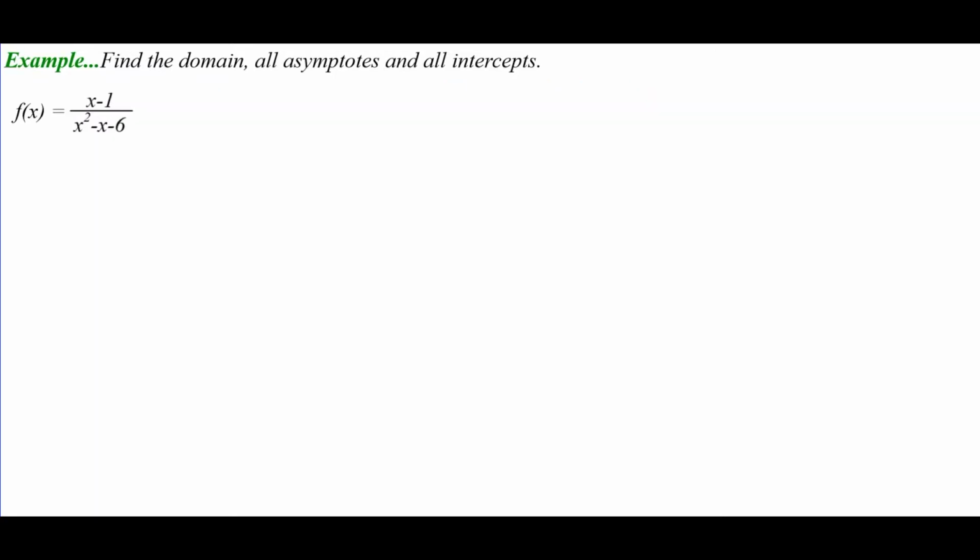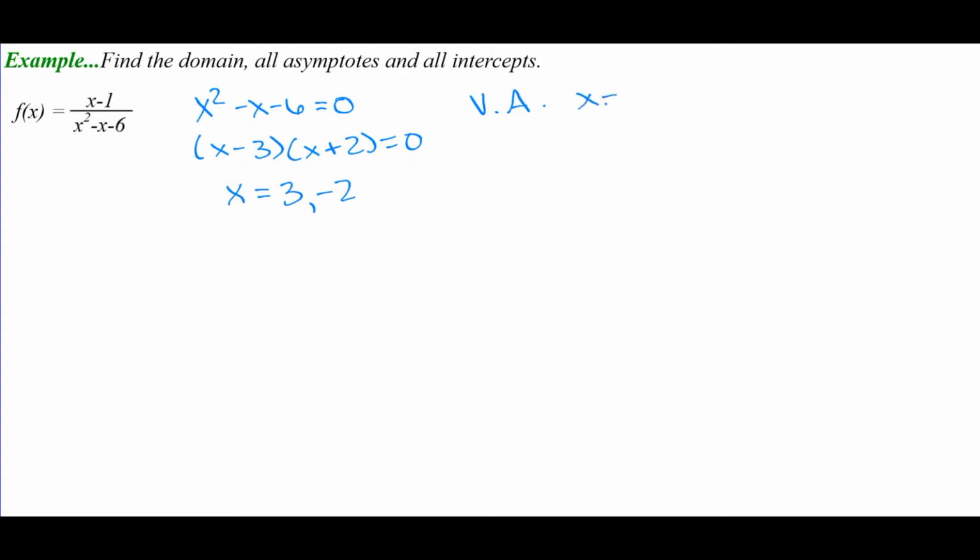All right, so taking a look at this example, we're going to set the denominator equal to 0 again, remember? So x squared minus x minus 6 equals 0. It's a quadratic, so you can solve with the quadratic formula, but I'm going to solve by factoring. This factors fairly easily into x minus 3 and x plus 2. So we get x equals 3 and -2. This tells me that I have two vertical asymptotes at x equals 3 and x equals -2. I need to remove both of those numbers from my domain. So we're going to say -infinity to -2, and then -2 to 3, and then 3 to infinity.